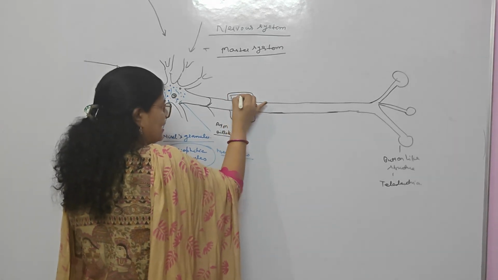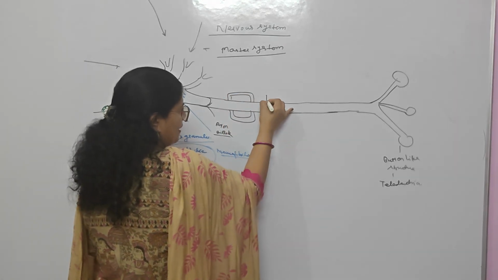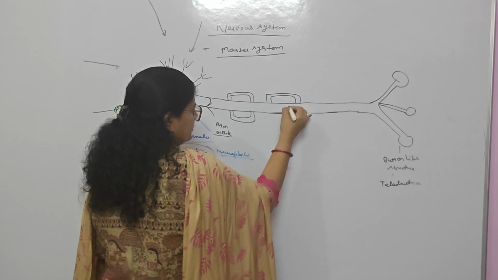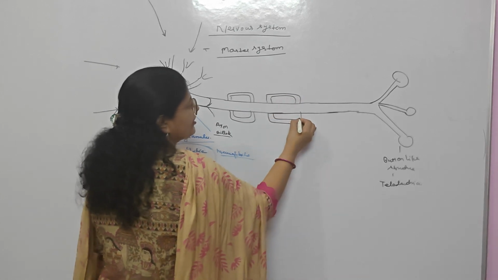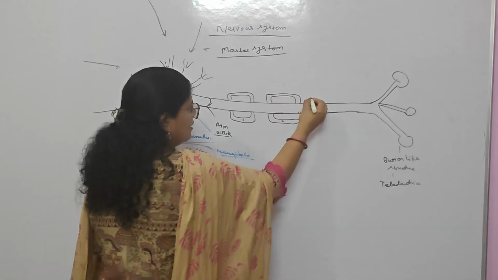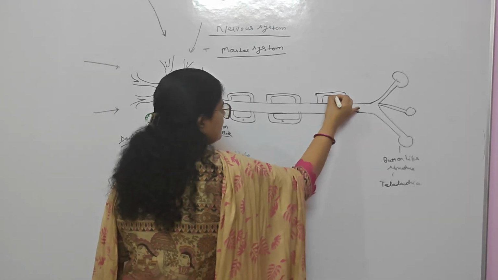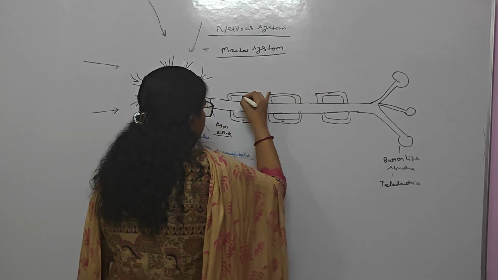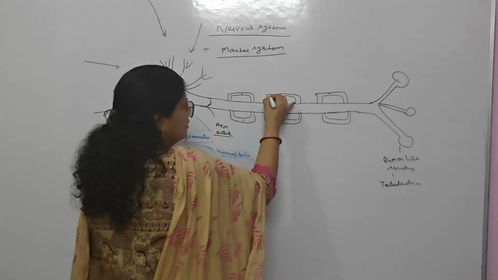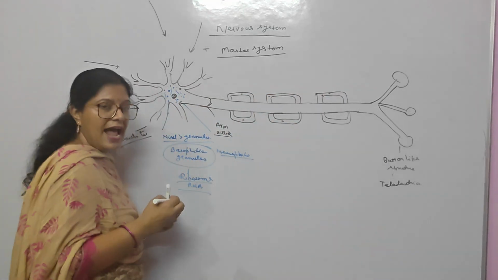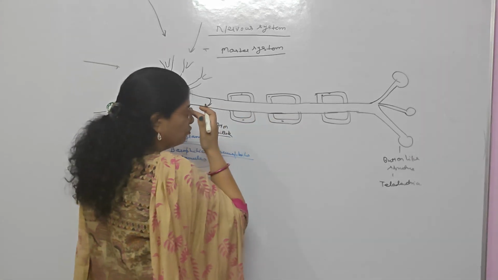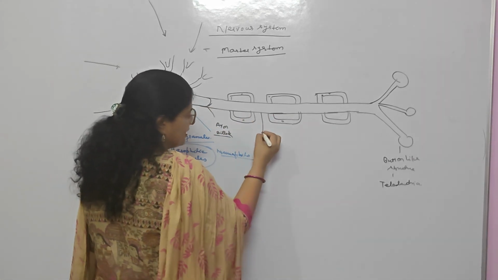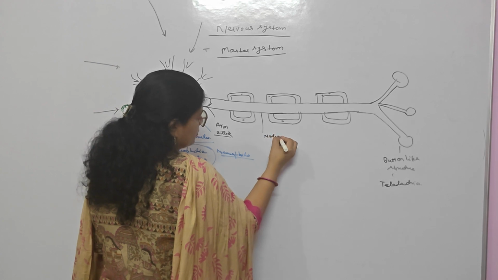Now this is the axon sheath. If it is myelinated, it is covered by the myelin sheath. Okay, this is in an interrupted fashion. This is the Schwann cell, because in the peripheral nervous system myelination is done by the Schwann cell. And there's a gap between two myelin sheaths. This is the node of Ranvier.